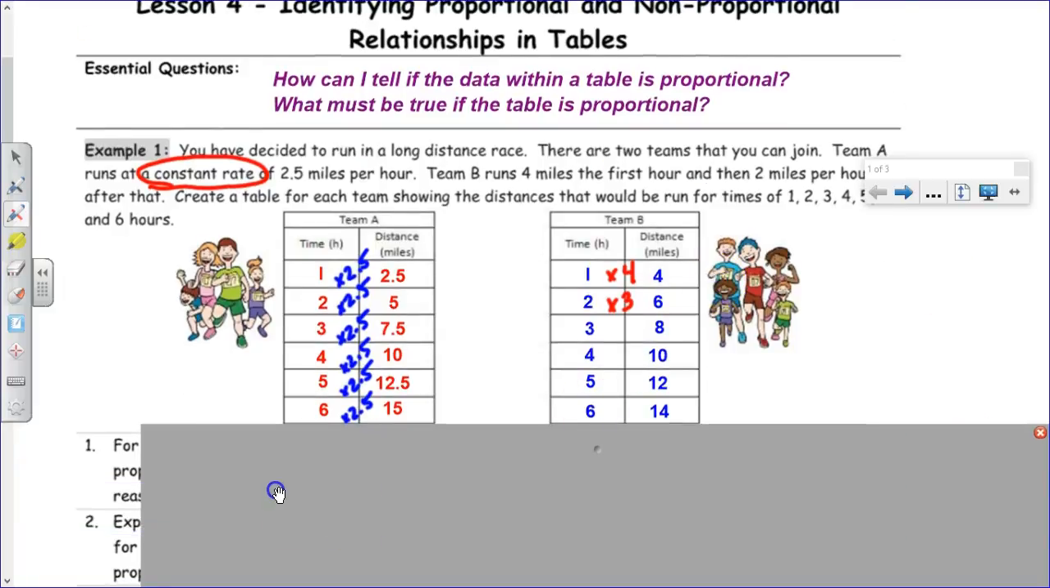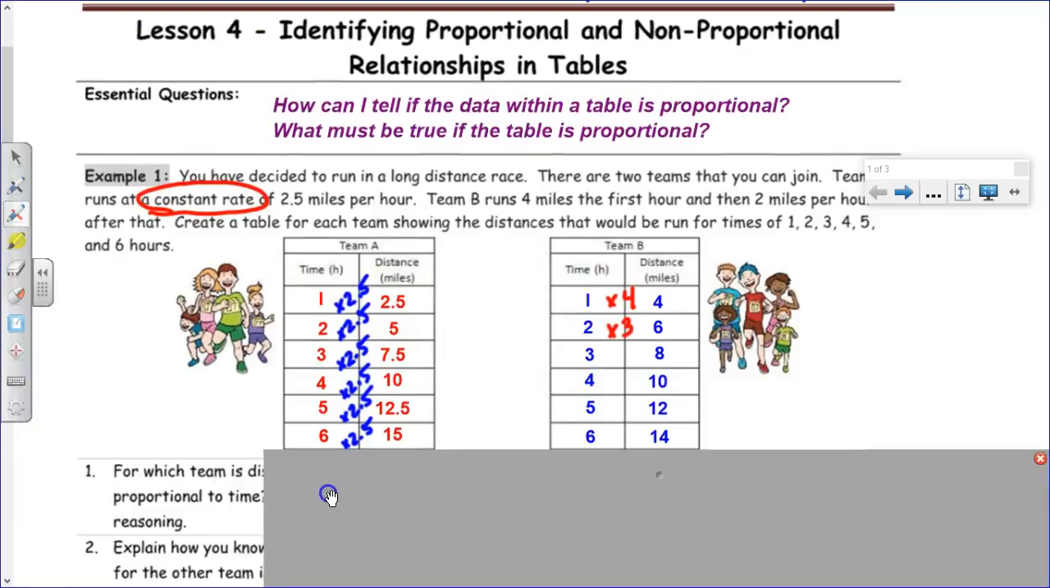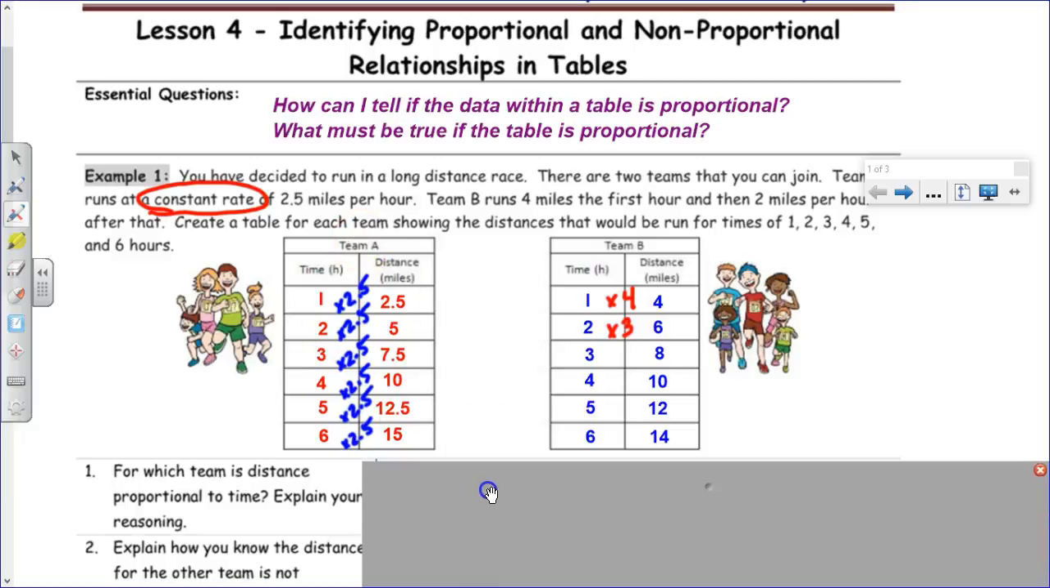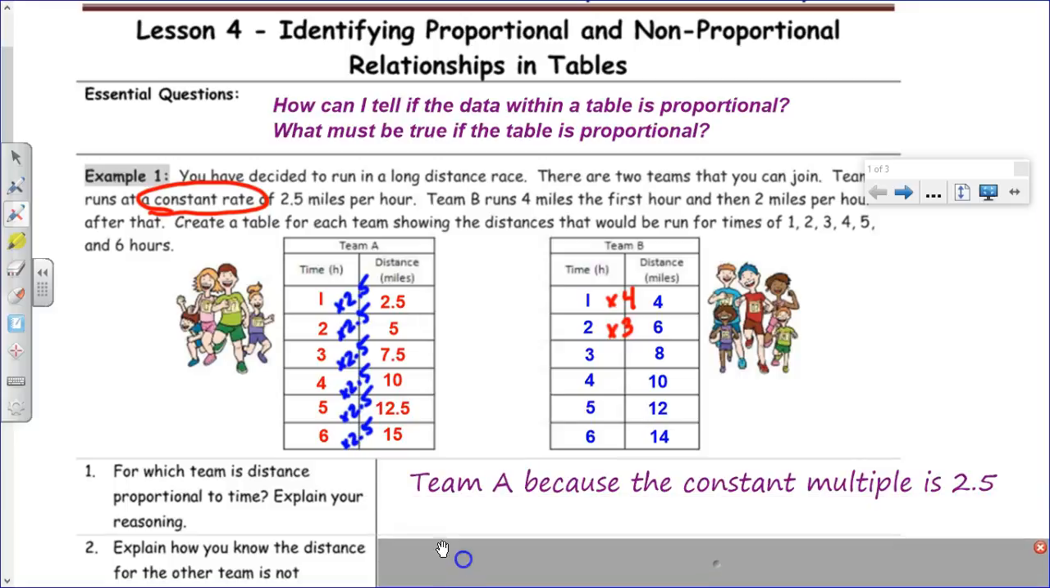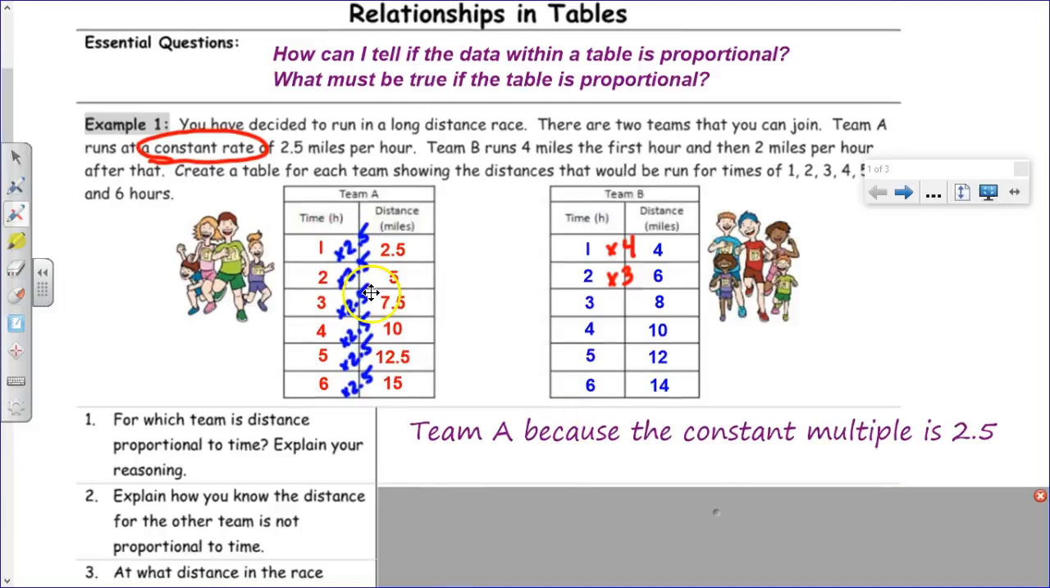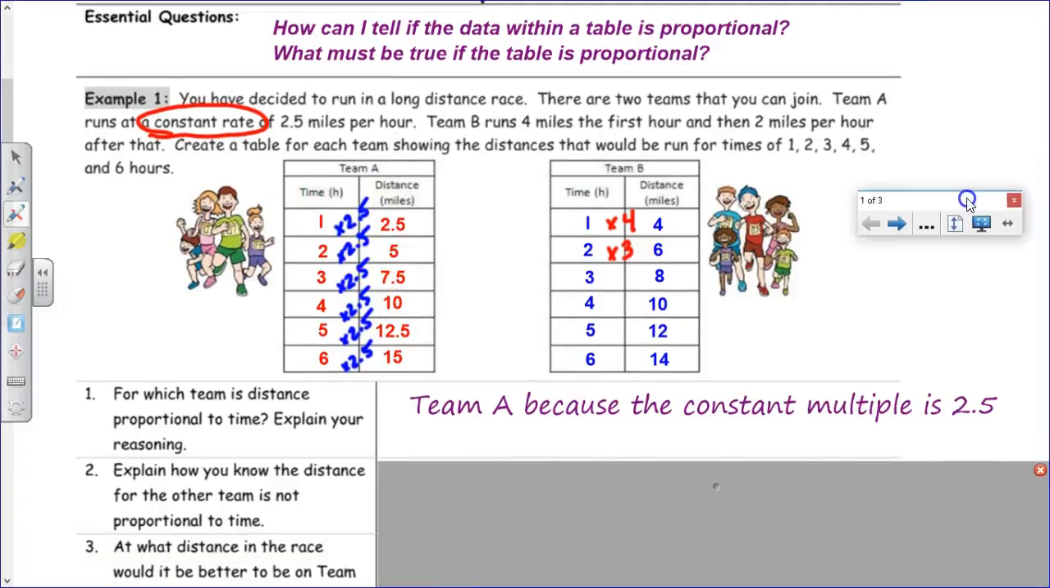So let's go ahead and fill in some of these questions. For which team is distance proportional to time? We just talked about that, and you even have the proof right here. So hopefully you know that Team A is constant because there's a constant multiple of 2.5. Go ahead and write that down, pausing if you need to.